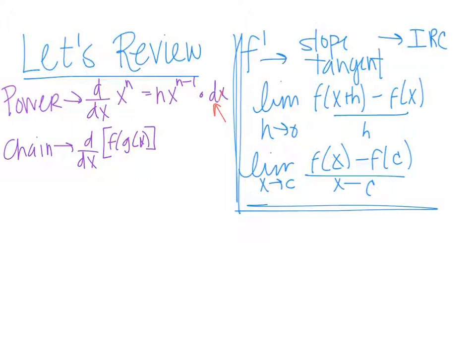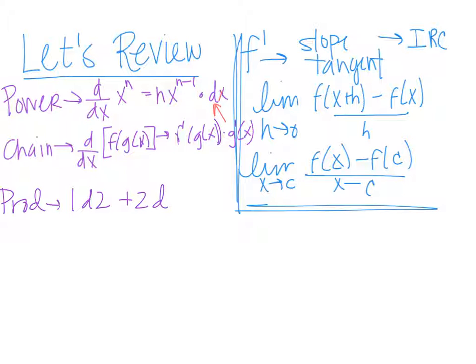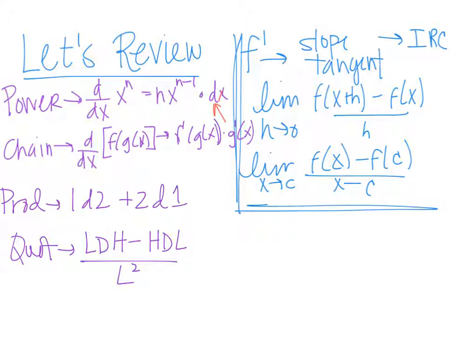And the derivative of f of g of x is equal to f prime of g of x times g prime of x: d outer, d stuff. We did our product rule: 1d2 plus 2d1. We did our quotient rule. I'm just going to shorthand here: low d high minus high d low over low squared.